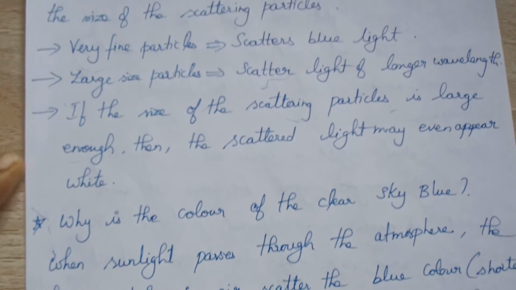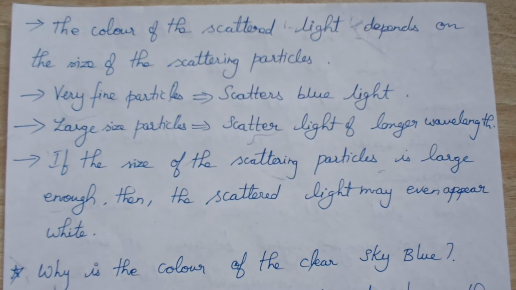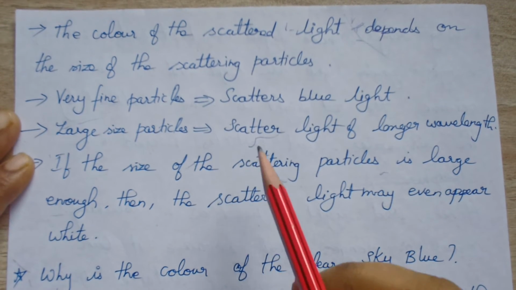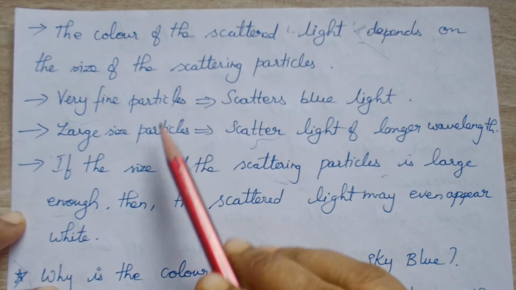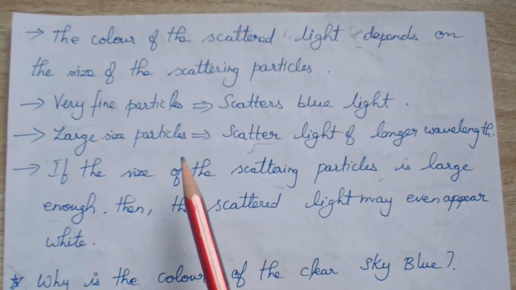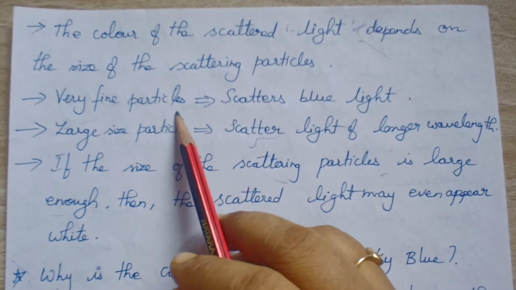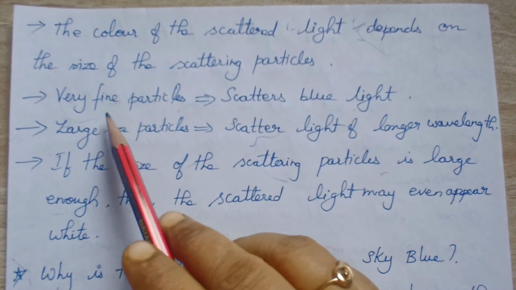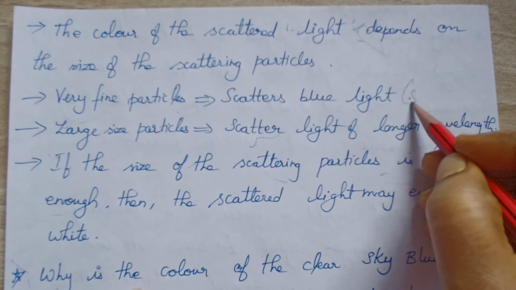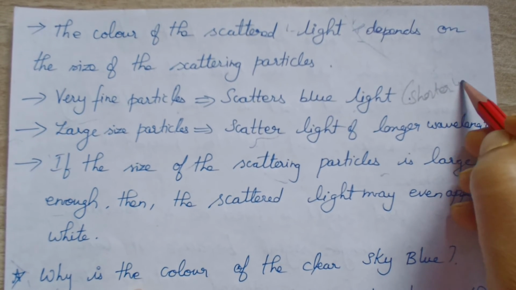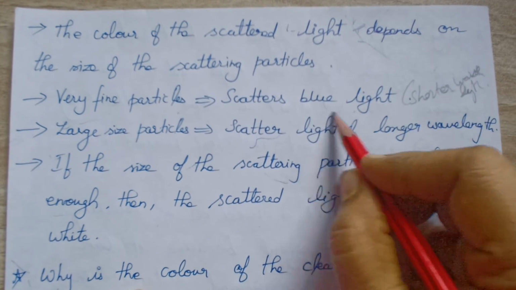Then we'll move to the color of the scattered light. We have seen the scattering of light, and we discussed that the scattering depends upon the size of the particles. And one more thing, the color of the scattered light depends upon the size of the particles also. What will be the color of the scattered light? If it is scattered by very fine particles, it scatters blue light only. The small, very fine particles can scatter only blue light, that is, shorter wavelength light. Blue light has a shorter wavelength.